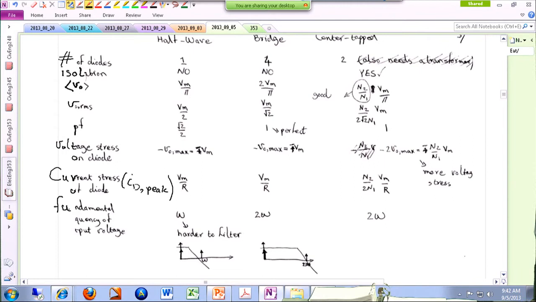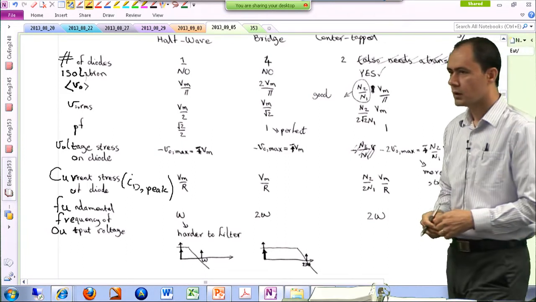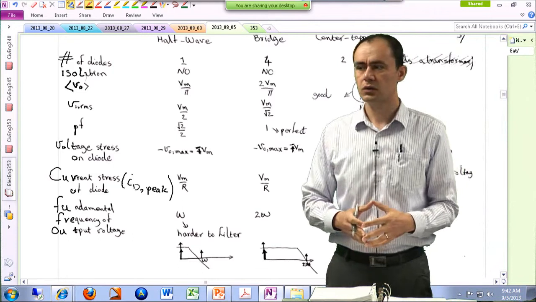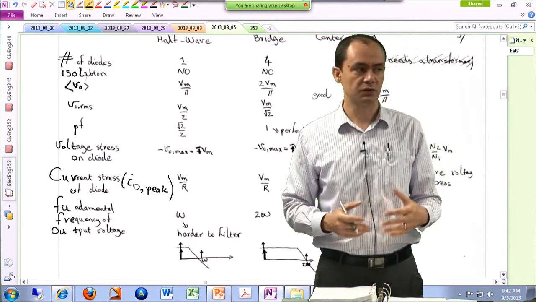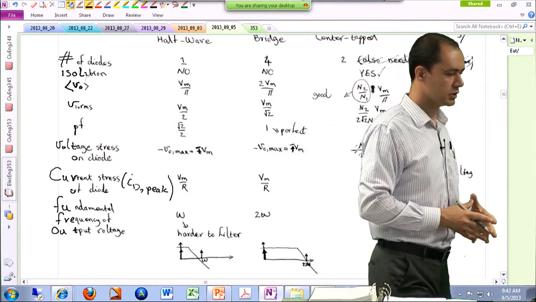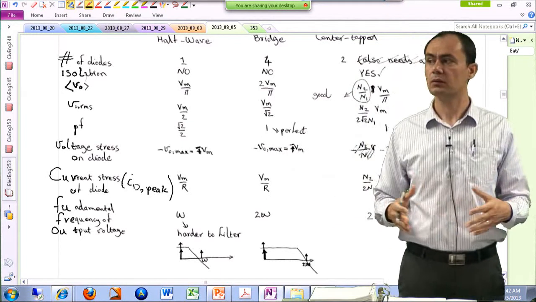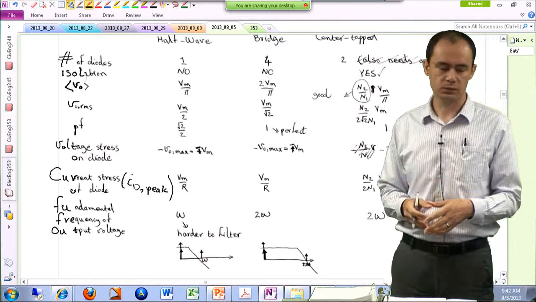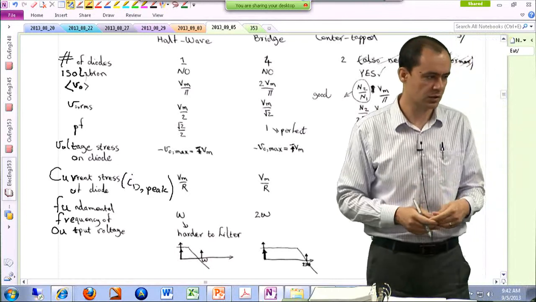Fundamental frequency of the output voltage. This comes in handy when you're trying to use a filter to filter out a bunch of harmonics in your signal. In the first topology, it's omega, omega being the angular frequency of the input voltage. The same frequency appears there.